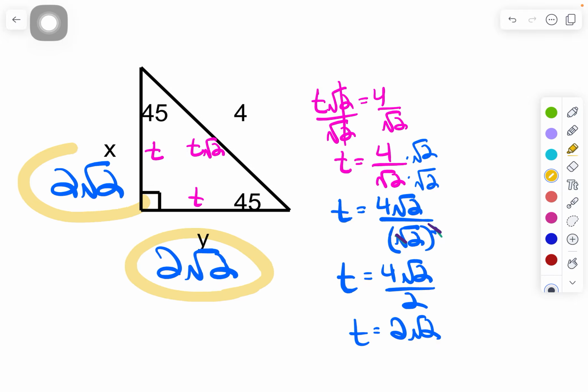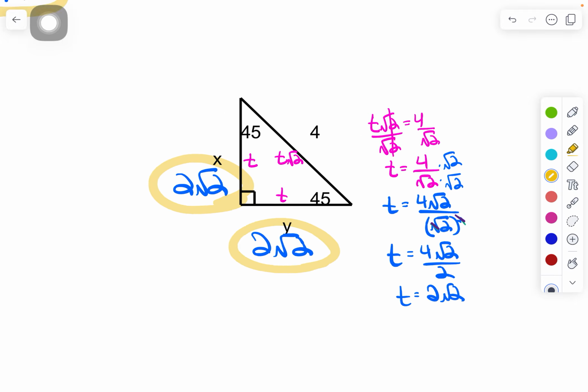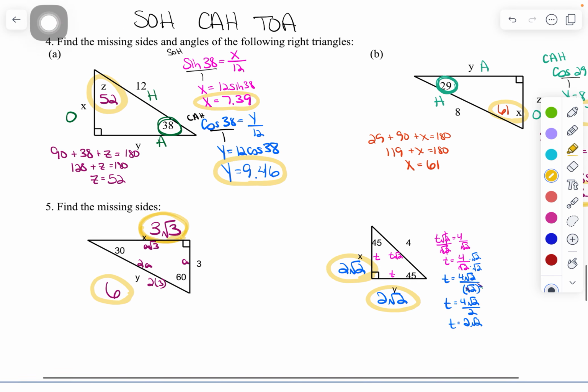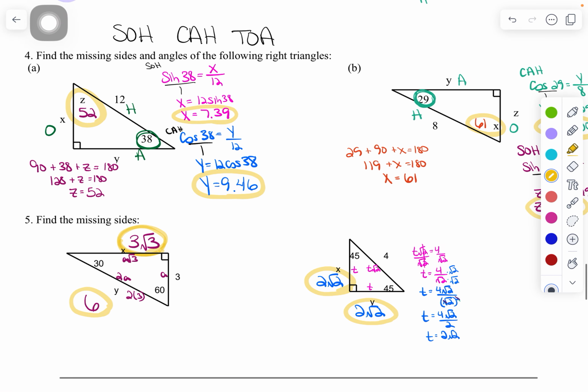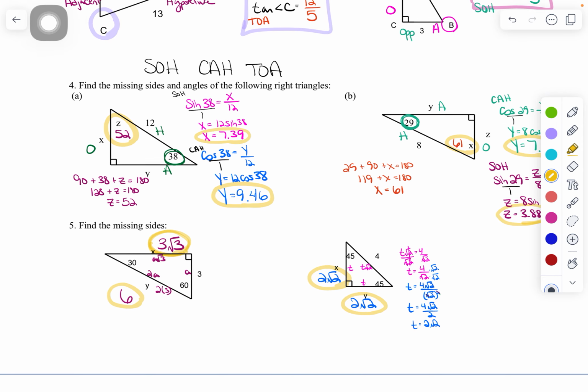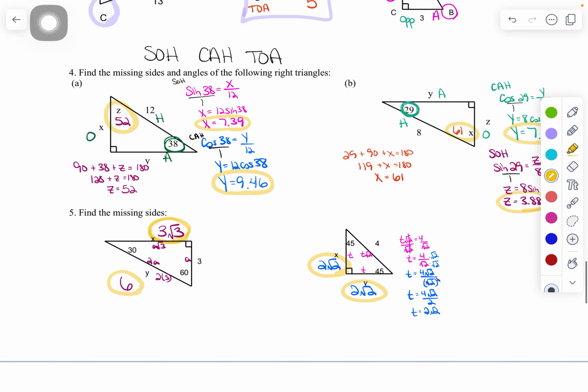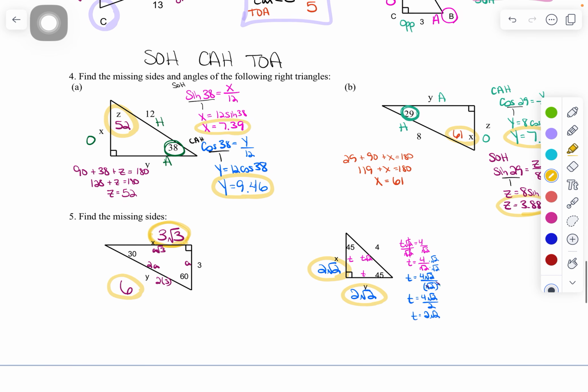So that's the answer here. All right, that is some examples using SOHCAHTOA up at the top, and at the bottom some examples of the special right triangles. That's the word I was looking for.